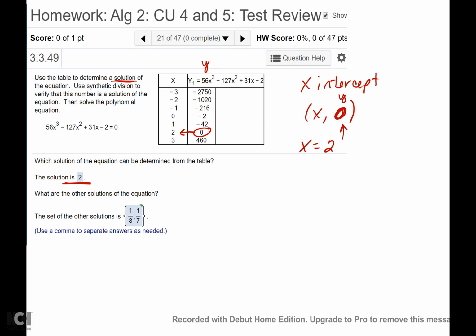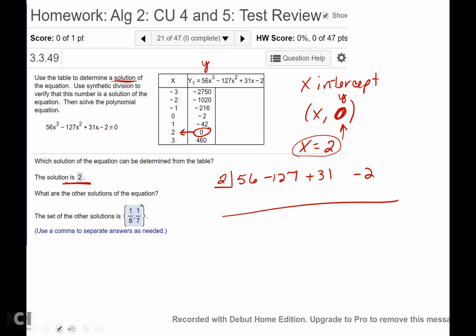2. What are the other solutions? Well, I don't know. We're going to divide by the one we got. I can't factor that. Okay, and I can't solve it until I get it down to a second degree. So if I put 2 in the hole, my third degree coefficient, my second degree coefficient, my first degree coefficient, and my constant. Okay, 56 comes out.